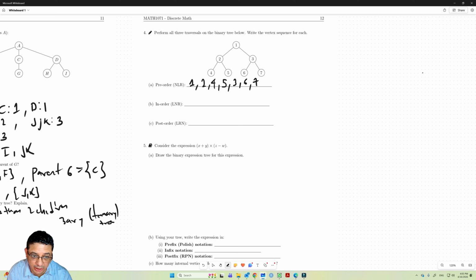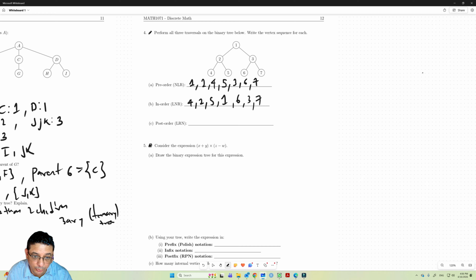Now, in order, we consider the leaves and the root. On the left side, we go with 4, then we transition to 2, and then we transition to 5, since we're going to the left, the node, and the right. Then we'll transition to 1, and then to 6, 3, and 7 on the right side.